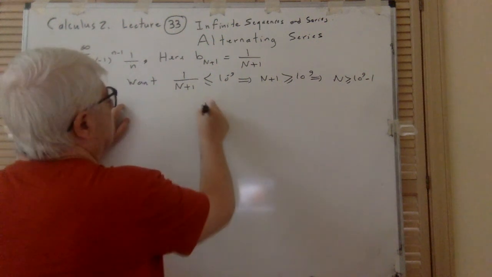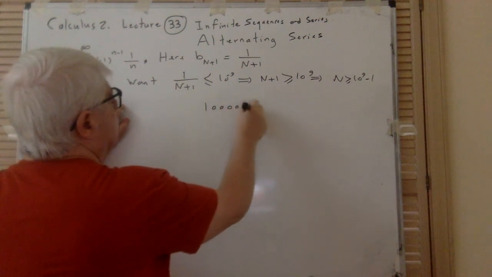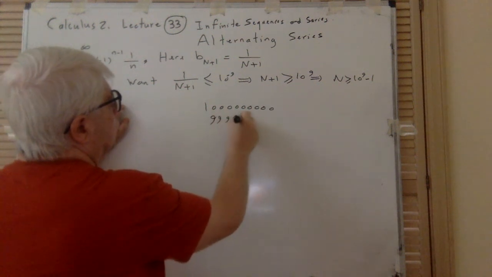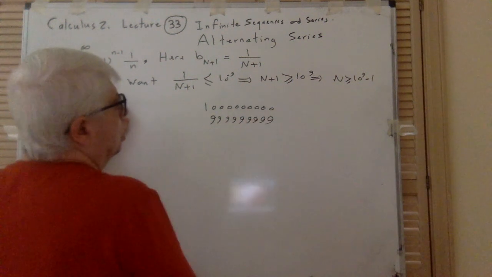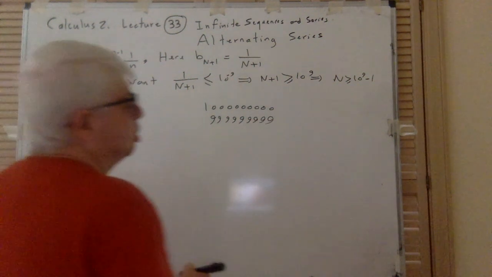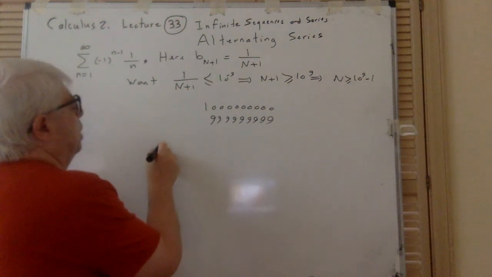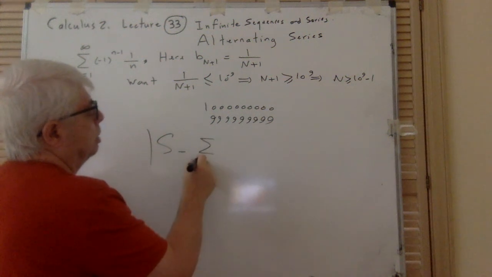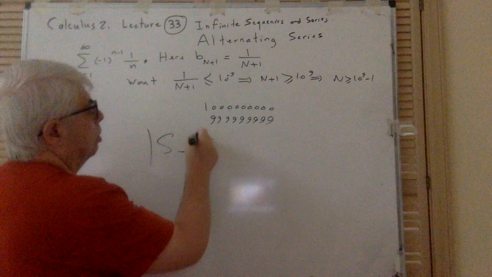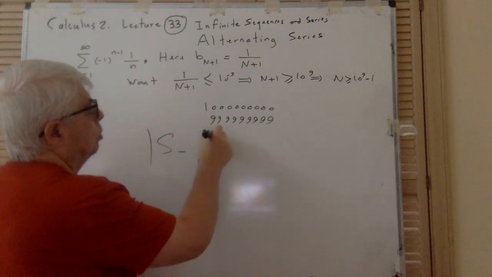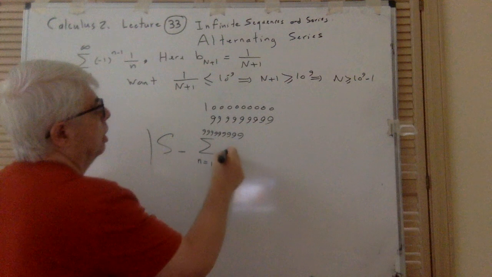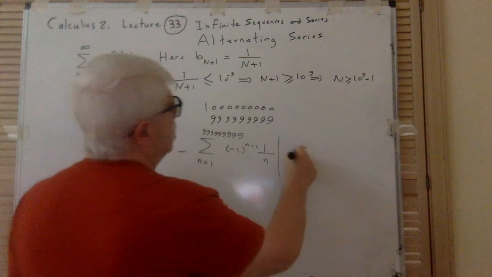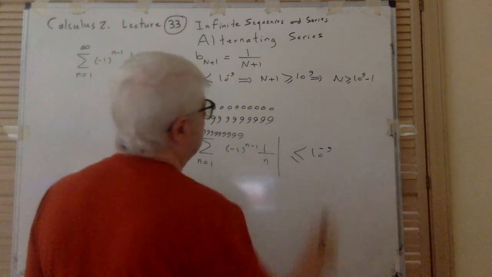10 to the power 9 is 1, 2, 3, 4, 5, 6, 7, 8, 9. And minus 1 will be 1, 2, 3, 4, 5, 6, 7, 8, 9. So this n should be bigger than or equal to this. So if S minus, in fact, sigma, say n starting at 1, going to this number, 1, 2, 3, 4, 5, 6, 7, 8, 9, of negative 1 to the power n minus 1, 1 over n, this will be less than or equal to 10 to the power negative 9. That's the meaning.